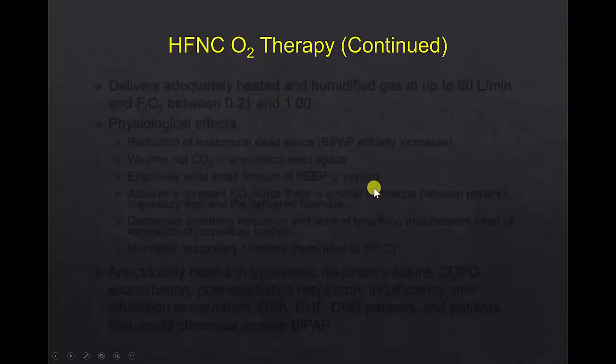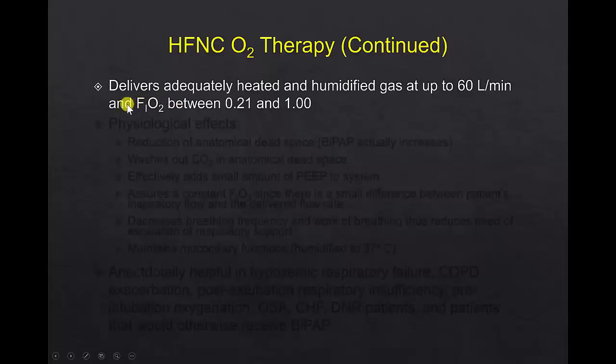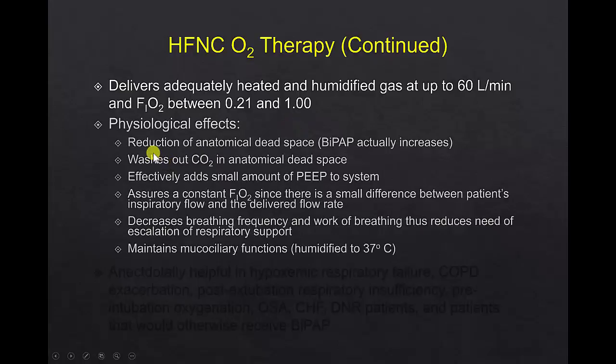So why do we do high flow oxygen? First of all, we can get a very high FiO2. On nasal cannula, the oxygen is mixed in with room air, and we tend to be under 35 or 40%. Here we can go up to 100% FiO2 because it's a closed system at a high flow. We take advantage of some beneficial physiological effects. High flow oxygen reduces anatomic dead space by washing out CO2 in the areas of anatomic dead space.